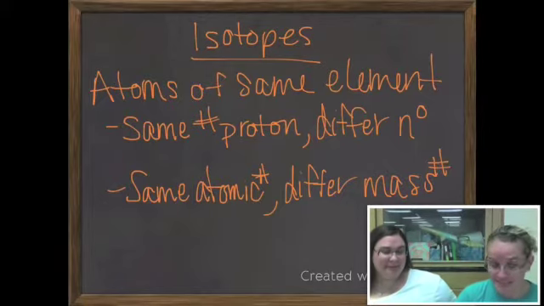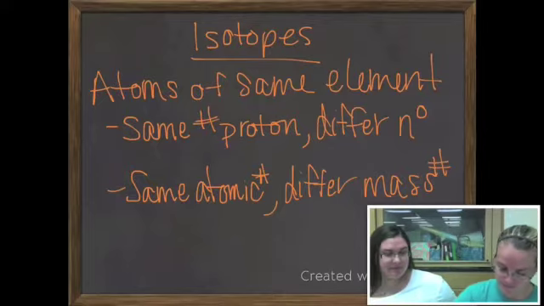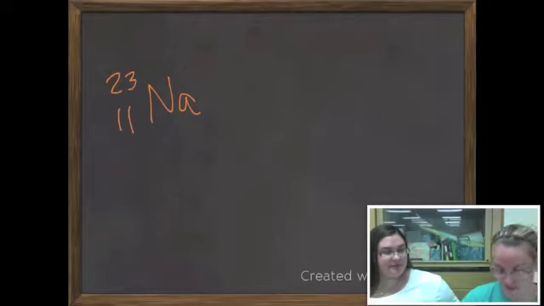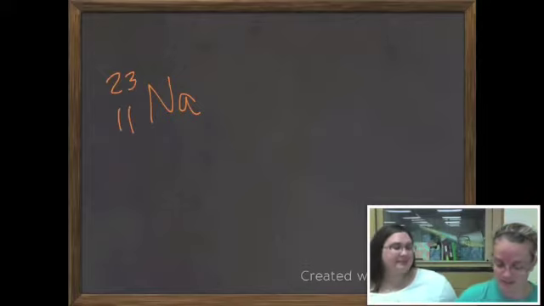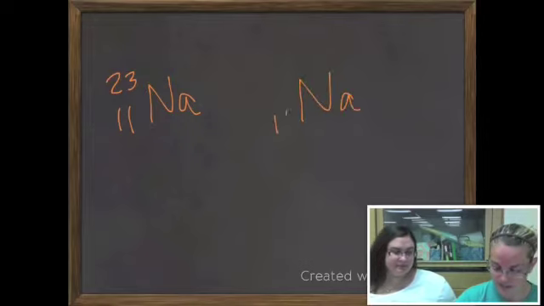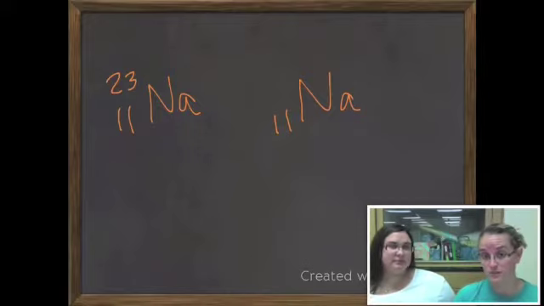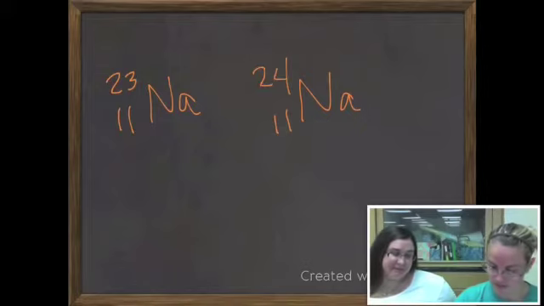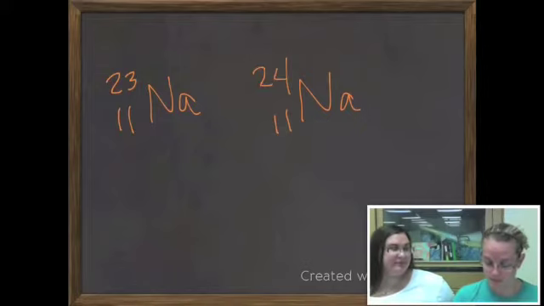Okay, so an example of what that might be would be, we've got sodium with a mass of 23, and remember its atomic number is 11. We can find that off the periodic table. And we have another sodium, and he's got an atomic number of 11. That's never going to change. If you change the number of protons, you change who that element is. It would no longer be sodium. Correct. And he's got a mass of 24.